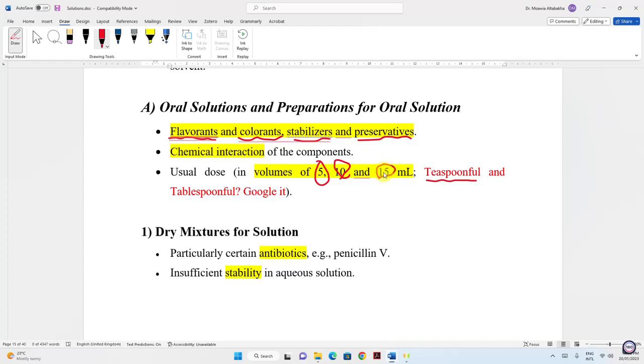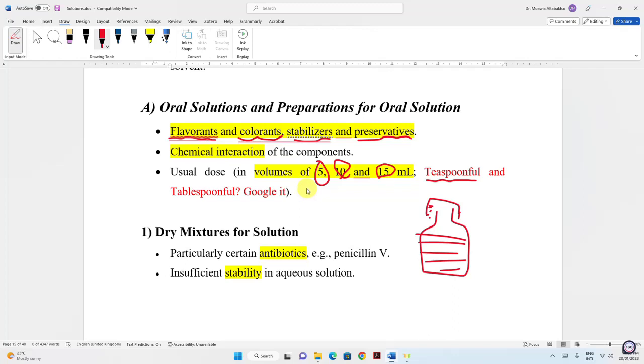Of course, we prefer not to use teaspoon or tablespoon. We prefer to use a calibrated container in order to measure these volumes. That's why in many cases, when you buy the solution bottle, what do you find? You find that the cap is calibrated, okay, and this will allow you to measure a specific volume from this solution. Now we will talk about the examples of oral solutions.